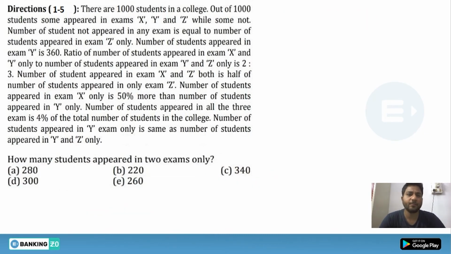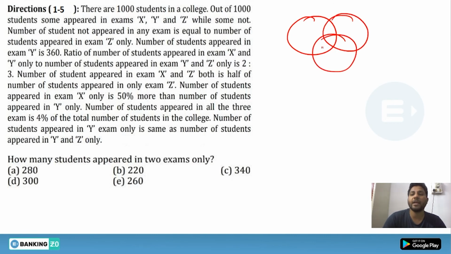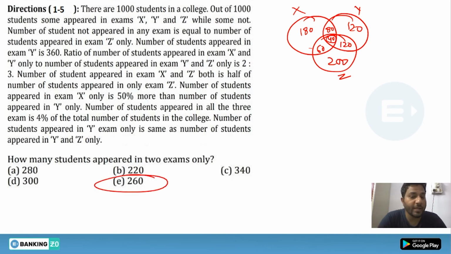Let's go ahead. How many students appeared in 2 exams only? Look at the Venn diagram. Let me write it down again so you can have a clear idea. You need to understand the method, because if you don't understand the method, you will get stuck. They are asking about only 2 exams. That means we have to reduce this 40, and then you will get 260.